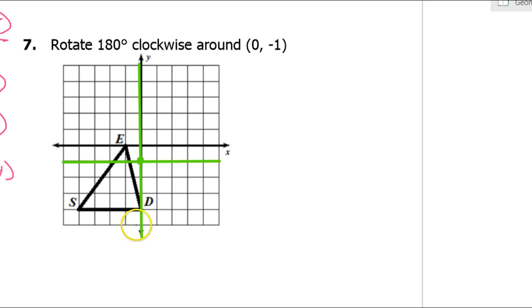So the coordinates of point D using the new axes would be 0, -3. The coordinates of point E would be -1, 1. And the coordinates of S would be -4, -3.